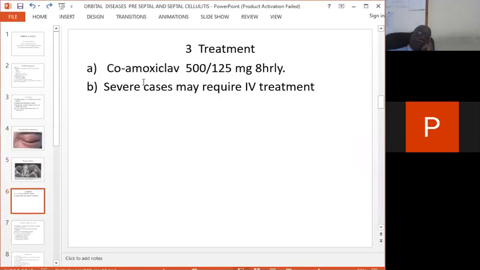Treatment: amoxiclav, any strong antibiotic you can give. Amoxiclav is amoxicillin, 500 or 125 milligrams, 8 hourly. Severe cases may require IV treatment. What are the severe cases? It's up to you. The attending clinician can see that this patient is more sick. For example, a case which has been sitting there for a long time before coming, you are not sure whether it's still preseptal or it's in the stage where it's now involving the orbit itself.